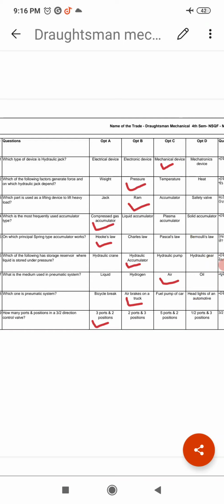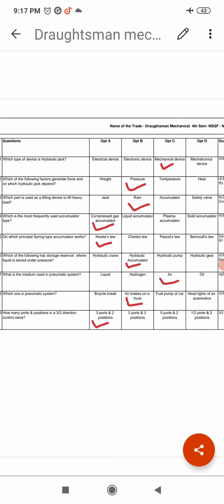Which is the most frequently used accumulator type? It's a compressed gas accumulator. Option A. Next one is, on which principle does a spring type accumulator work? Its answer is Hooke's law. Option A. Which of the following has a storage reservoir where liquid is stored under pressure? Answer is hydraulic accumulator. Option B.